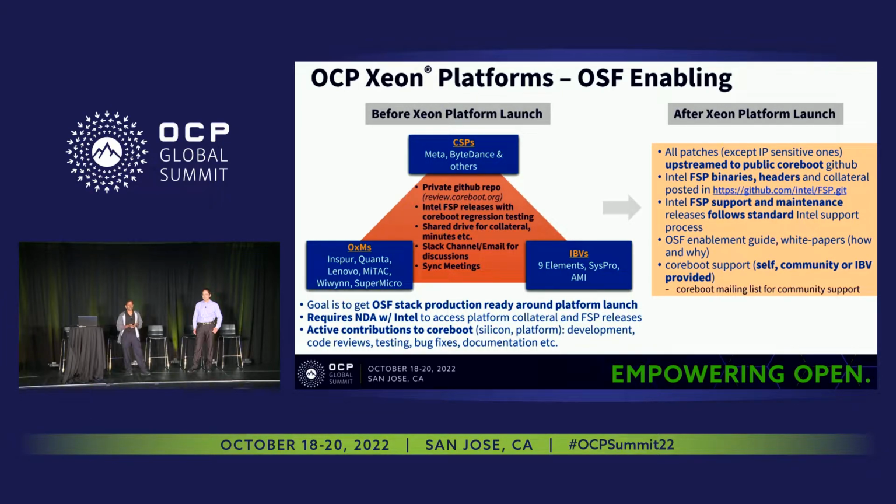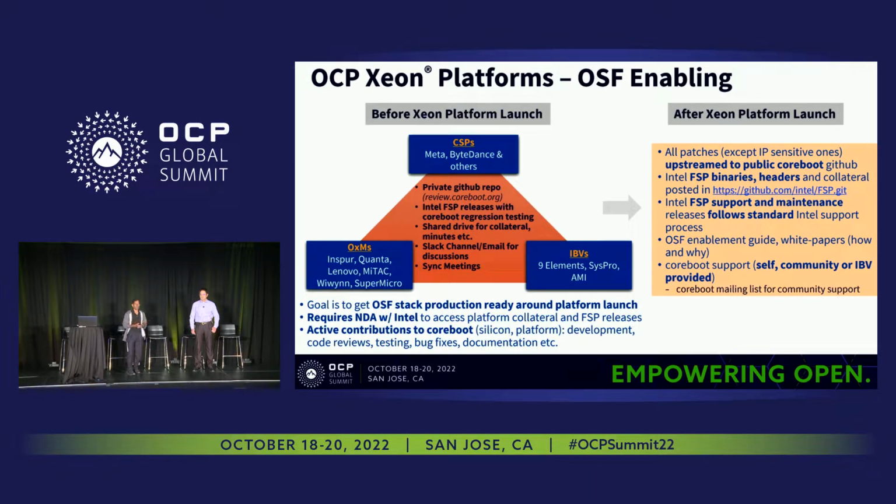Now, the process of enabling for platforms that haven't been launched is a 2-step process. Before the platform launch, we have a very collaborative ecosystem working together to address the common problem. So there is a silicon core that we need to develop on top of the existing coreboot foundation layer.